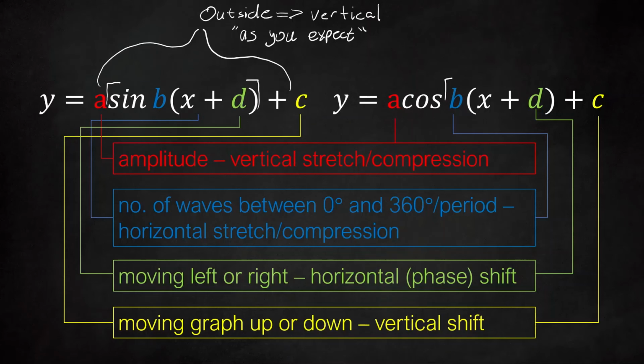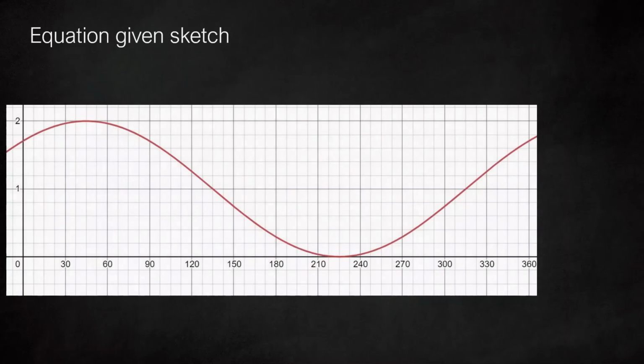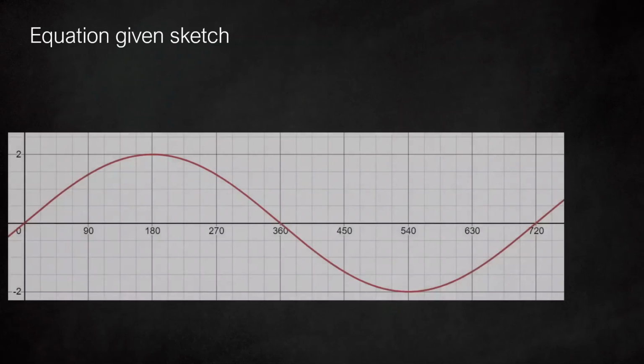Whereas if the letters are inside the function, inside the square brackets I've drawn here, then that means it corresponds to horizontal transformation. And as we've discussed, these kind of go opposite to what we'd expect. I.e., if d is positive, we go left instead. If d is negative, we go right. And if b is bigger than 1, it's now a compression, because that's how many waves that you fit between 0 and 360. So if it's 2, we need to fit 2 waves, so we have to compress the graph in. And if b is less than 1, then it corresponds to a stretch. In the examples video to follow, we'll do 2 sketch given equations and 2 equations given the sketches.